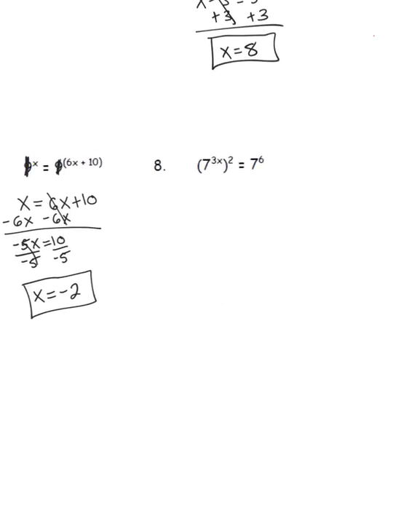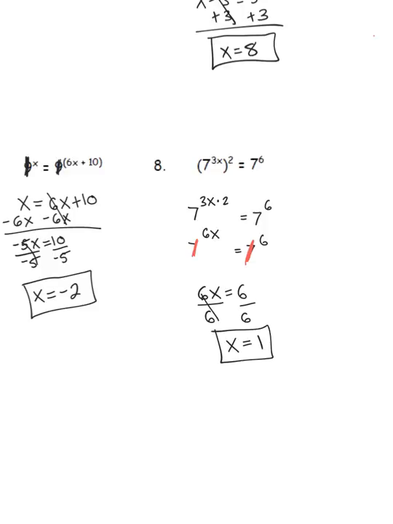Let's look at number 8. So on number 8, we're going to have to use some of those exponent properties we looked at last week. You are going to multiply the 3x and the 2 together. So this is going to be 7 raised to the 3x times 2 equals 7 to the 6th. 3x times 2 is 6x. Okay, now we've got a single exponent. I can cross out the 7's and set the exponents equal. To solve for x, I'm going to divide both sides by 6. So you're going to get x is equal to 6 divided by 6 gives us 1.